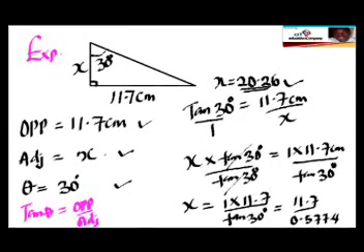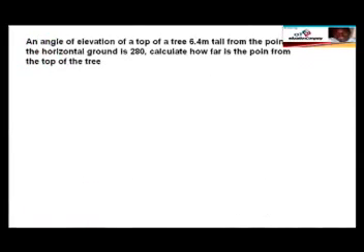Because there's no space here, I have to quickly come and write it here. This question says an angle of elevation of the top of a tree 6.4 meter tall from a point on the horizontal ground is 28 degrees. Calculate how far the point is from the top of the tree. Okay.